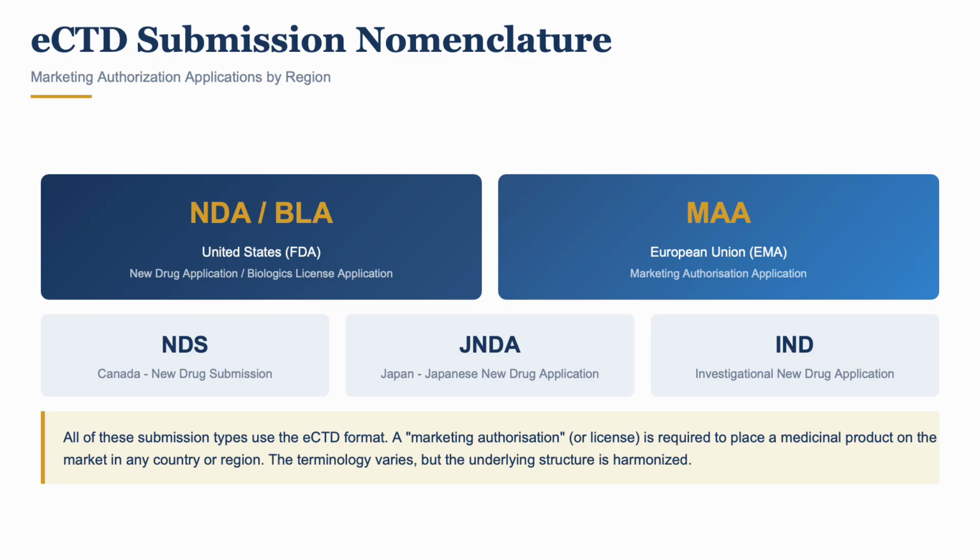A marketing authorization, whether called an NDA, MAA, NDS, or JNDA, is required to place a medicinal product on the market in any country. These are the culmination of years of drug development work. The IND or investigational new drug application is also submitted in eCTD format in the US. This is the submission that allows you to begin clinical trials. Without an approved IND, you cannot conduct clinical studies on a new drug in humans in the United States.